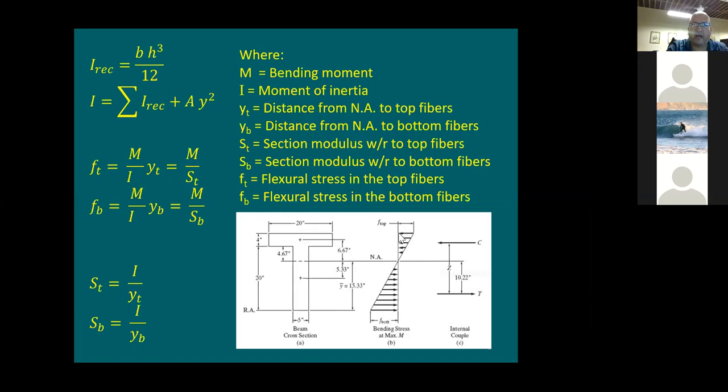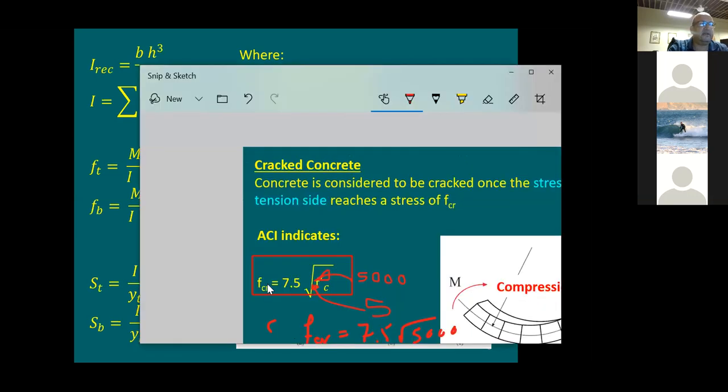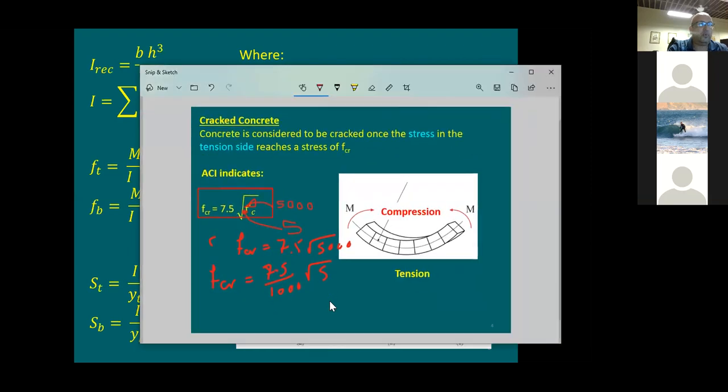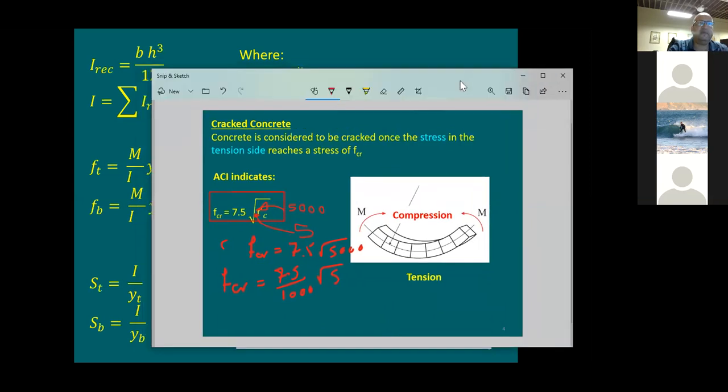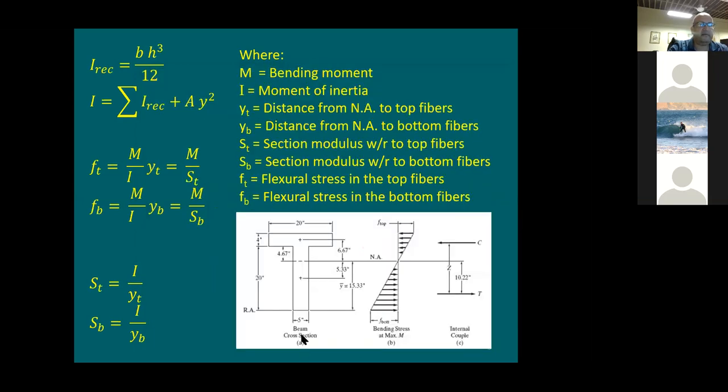So how can I figure out if this beam has cracked already or not? It is easy. What you need to do is figure out the stress at the bottom. What do you do after this? You compare it with the cracking stress. How much is the cracking stress? It is given in this equation. Once the stress at the bottom is approaching this value, 7.5 square root of f prime c, it means that your beam is cracking. If the stress is below the cracking stress limit, your beam is not cracking yet, and you should be fine.